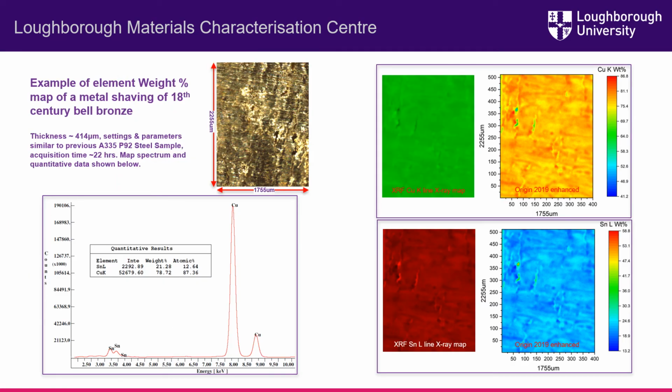Element mapping by weight percent is shown in this metal shaving of bell bronze, with a thickness of approximately 414 microns. The map follows the surface contours of the bell bronze sample and reveals differences of thickness within the shaving sample itself. Bell bronze from the 18th century has a standard elemental composition of 78% copper and 22% tin, and this is reflected in the quantitative results, which are fairly close to this standard. One can appreciate that those who cast the bell 3 centuries ago were very skilled and knowledgeable in metallurgy.